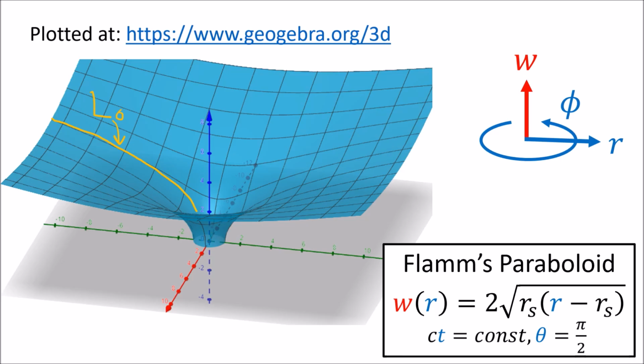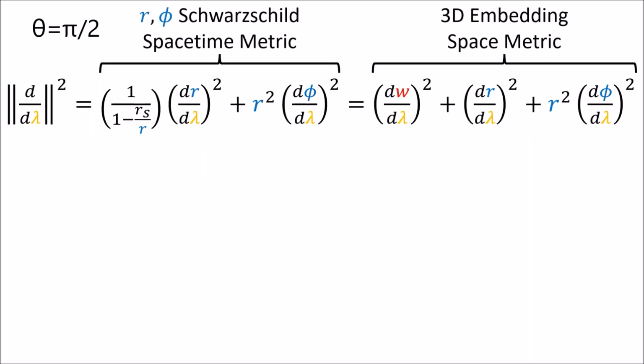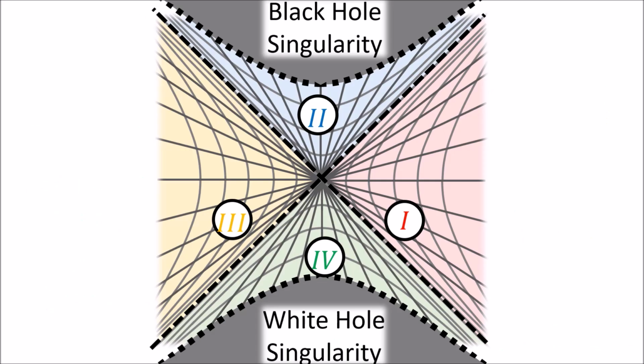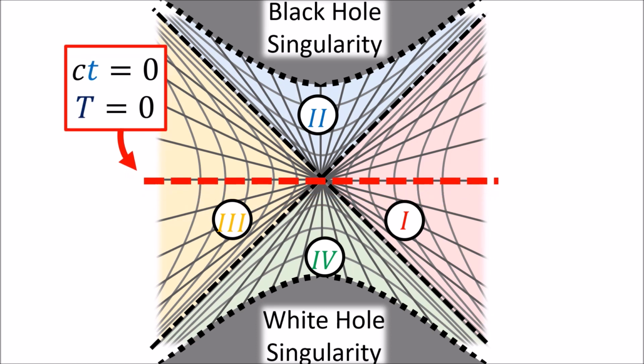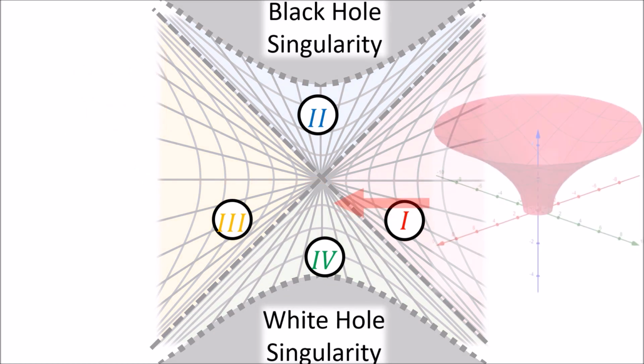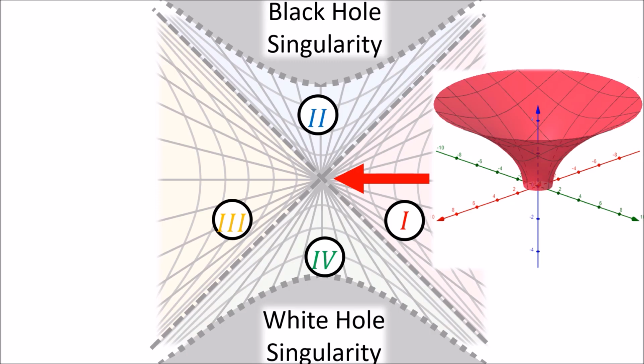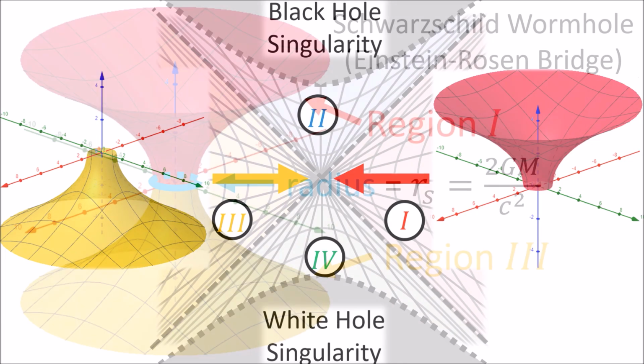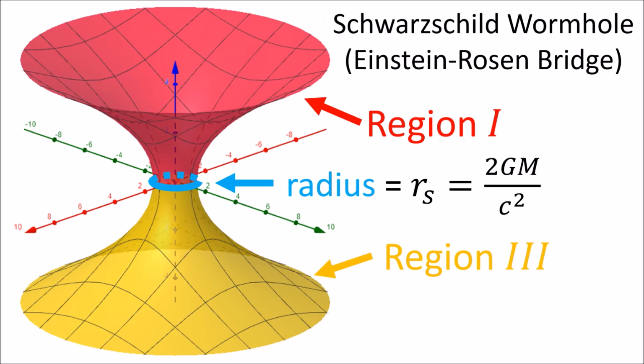You can derive Flamm's paraboloid by taking the Schwarzschild metric for constant time and theta equals pi over 2 and setting it equal to the 3D embedding space metric, then solving the resulting differential equation. Now, in our Kruskal-Szekeres spacetime diagram, if we look at the constant time ct equals 0, we get one Flamm's paraboloid when approaching the event horizon at the origin from region 1, and another Flamm's paraboloid when approaching the origin from region 3. Putting them together, we get the wormhole, or Einstein-Rosen bridge, connecting regions 1 and 3.